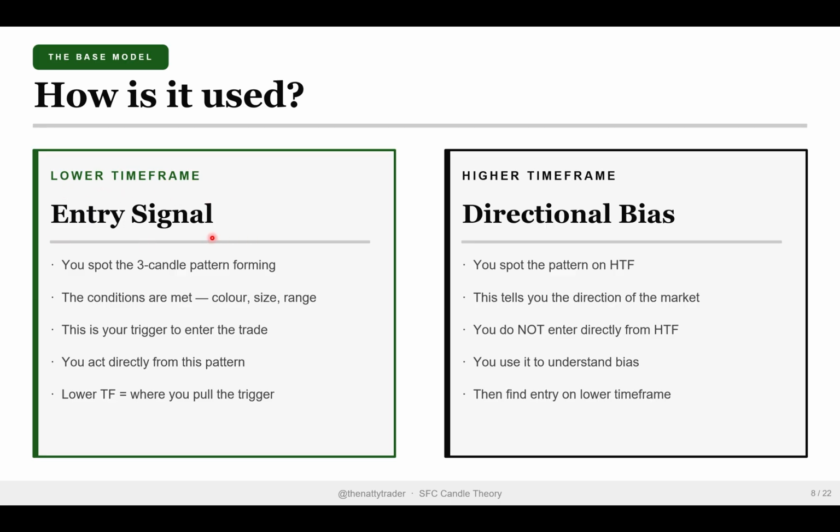Now, lower time frame entry signal. You spot the 3 candle pattern forming. The conditions are met. This is your trigger to enter the trade. You act directly from this pattern. Lower time frame, you pull the trigger.